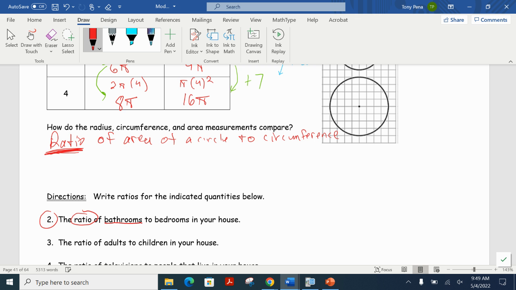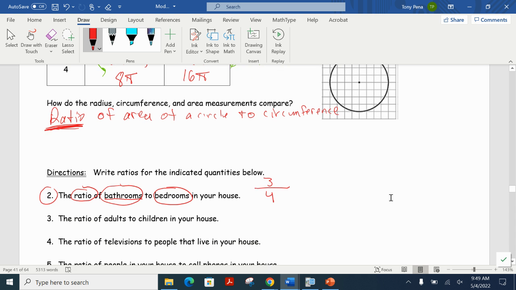So for me, I have 3 bathrooms in my house, and I have 4 bedrooms in the house. That's our ratio. You're comparing one to the other. And in this case, we wanted bathrooms on top, bedrooms on the bottom.